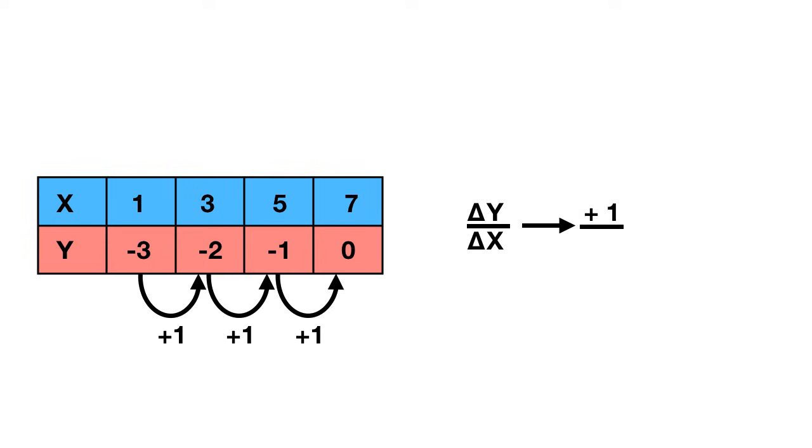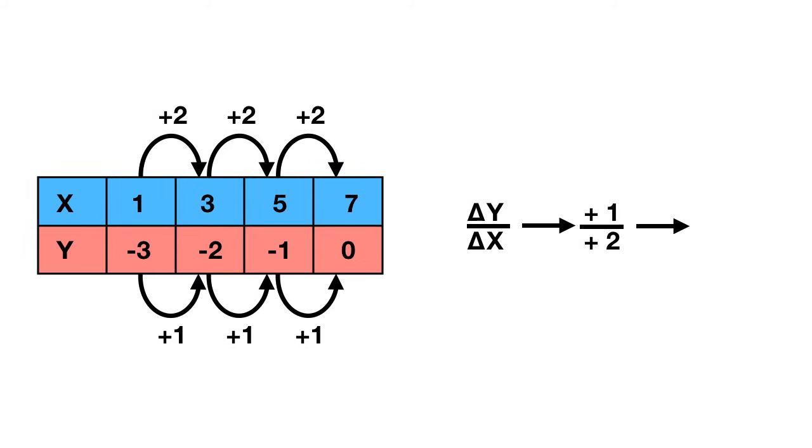Then we look for our change in x. To go from 1 to 3, we increase by 2. To go from 3 to 5, we increase by 2. And to go from 5 to 7, we increase by 2. So our change in x is a positive 2. Then to find the slope, we just do 1 divided by 2, which will leave us the fraction 1/2.